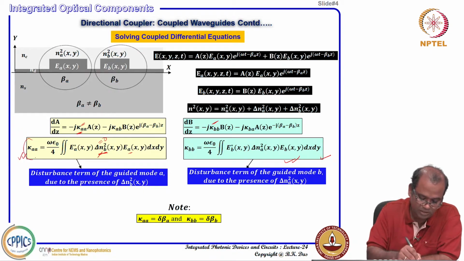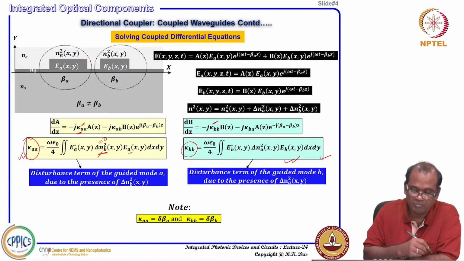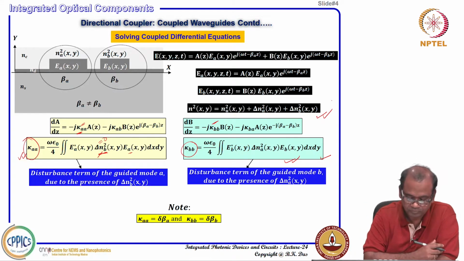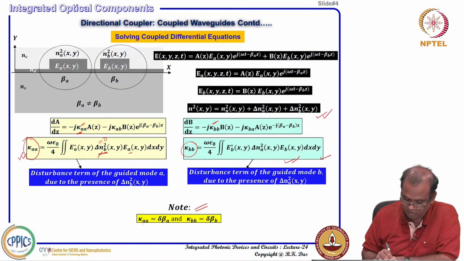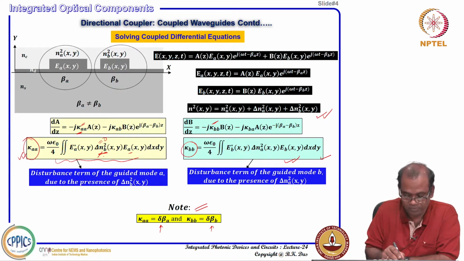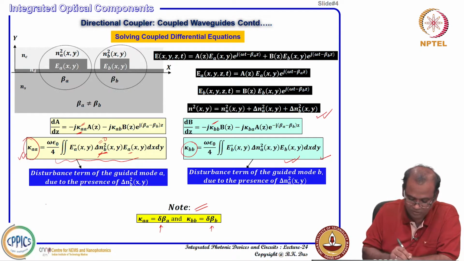So, we can assume that kappa AA and kappa BB can be computed once you know the waveguide profile, that means once you know the refractive index profile. Okay. Now note, this is the important thing: kappa AA equals delta beta A, and kappa BB equals delta beta B, because this is the term that disturbs the waveguide mode because of the presence of waveguide B. So, how is it disturbed? It can be shown that the value is nothing but your propagation constant beta A being modified by kappa A.